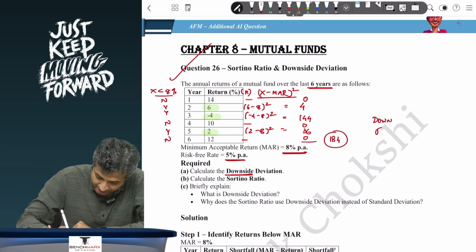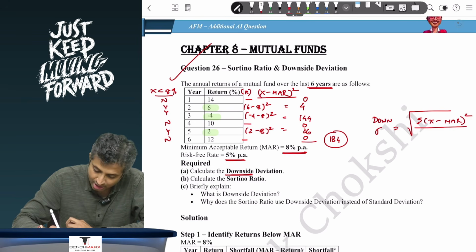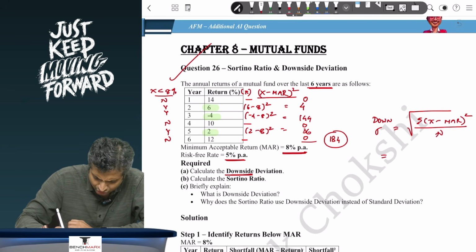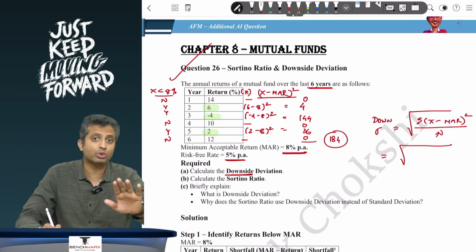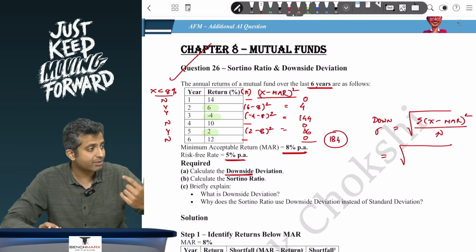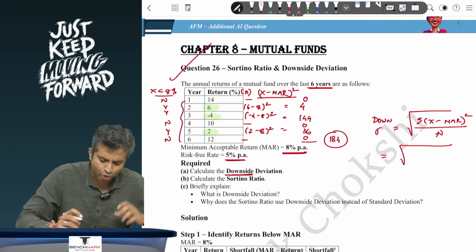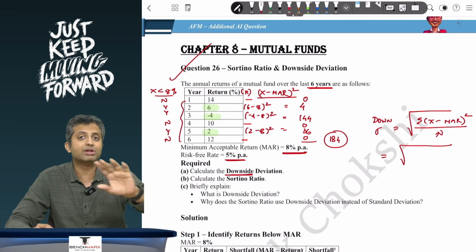However, if I want to calculate the downside standard deviation, that is equal to under the root summation of (x minus MAR) the whole squared, wherever x is lower than MAR, upon N. Now, the challenge over here will also arise when you have to divide by N. Now, someone might say, should I divide by 6 because there are 6 observations, or do I divide only by 3 because I have taken deviation only for 3?